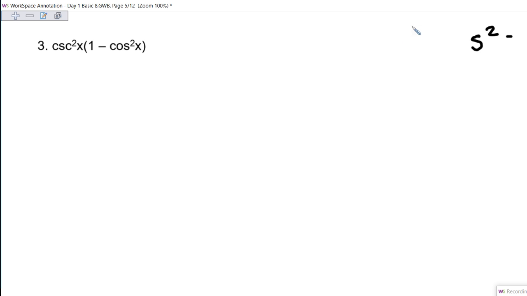So sine squared plus cosine squared is equal to 1. Now I need to have a 1 minus cosine squared. So how would I get 1 minus cosine squared? What would I have to do? Subtract cosine squared to both sides. So sine squared equals 1 minus cosine squared. So over here in the parentheses, let me bring down the cosecant squared of x. And instead of 1 minus cosine squared, what could I replace that with? Sine squared.